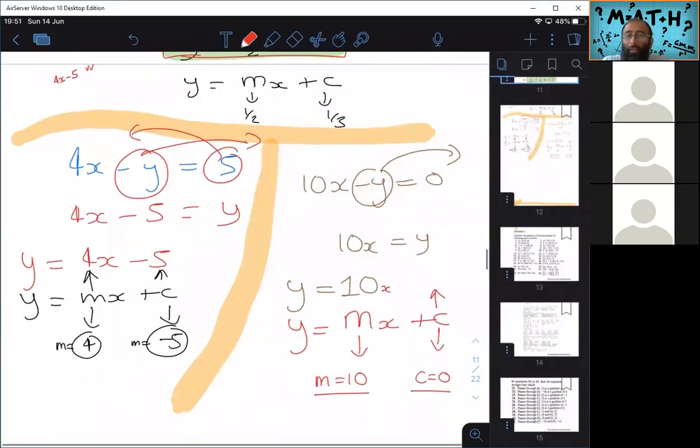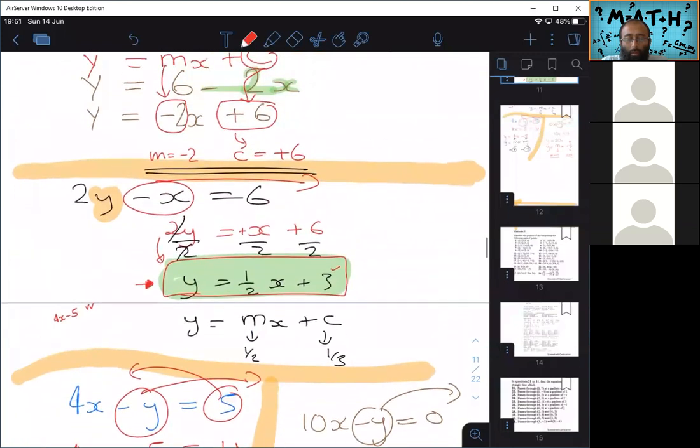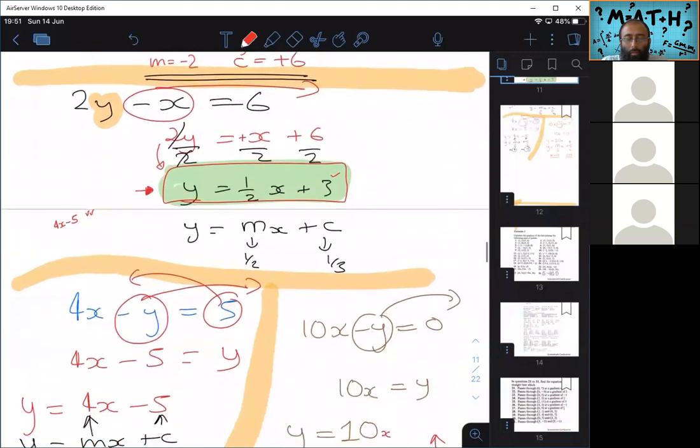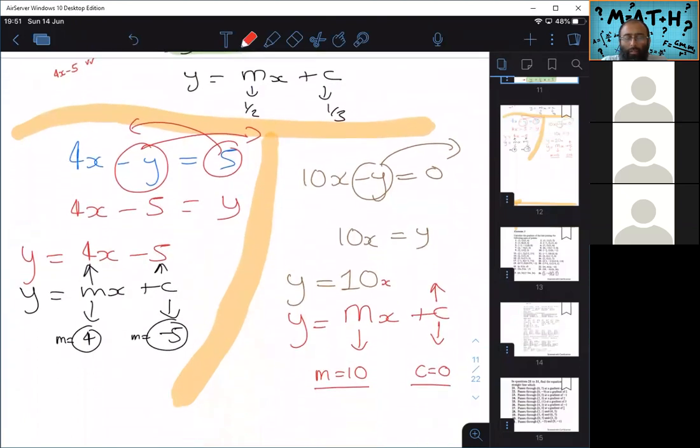Okay, the last question. What do you get, Eliza, for the last question? 10x minus 0. Okay, why is it minus 0? Why isn't it just plus 0? Okay, so the minus y goes from the left to the right. So we end up with 10x equals y. And then I just swap the sides over. Just write the y on the left and write down the 10x on the right hand side. So what's your gradient for that, Eliza, for the y equals 10x?